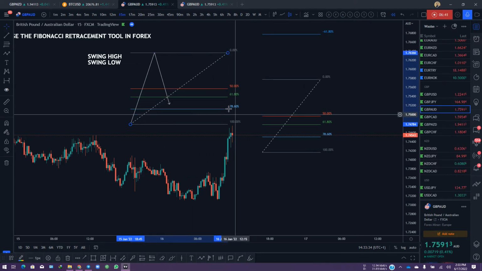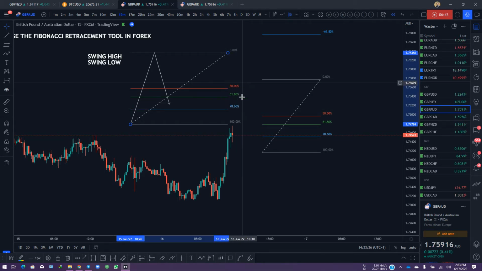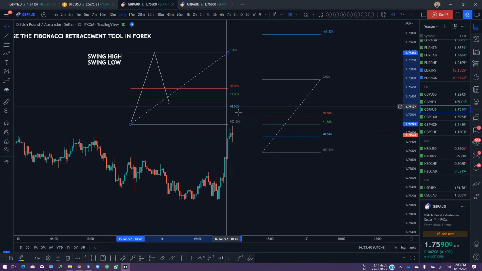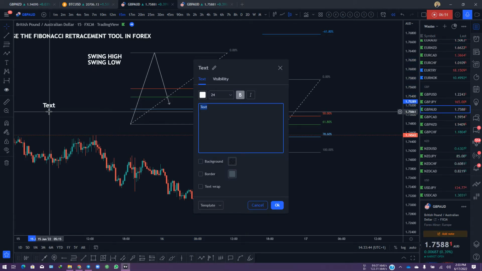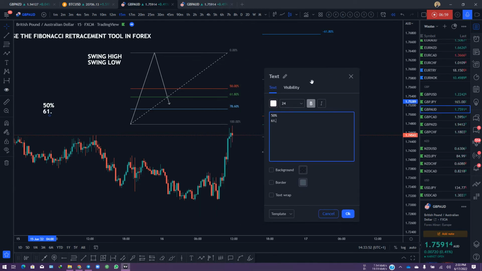So now, what are these points for? What are these percentage levels, these price levels that you're seeing on the Fibonacci? So let's talk about them. I'm going to put up a text real quick. We have the 50%, the 61.8%, right? Then we got the 78.6%.